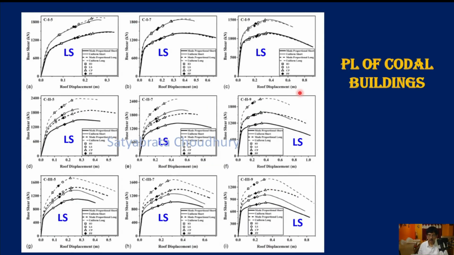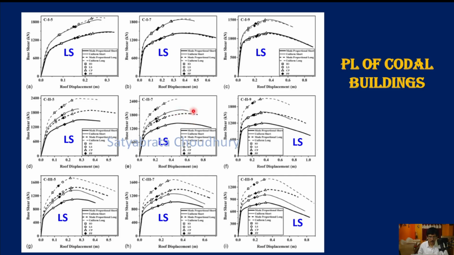The performance level of the buildings are obtained either by pushover curve or also can be obtained from time history at the last step, seeing the hinges. So in the pushover, we have 4 types of pushover analysis to be done along the long direction, along the short direction. One is mode proportional load, another is uniform load. So in totality, you require 4 pushover curves to be drawn for each building.